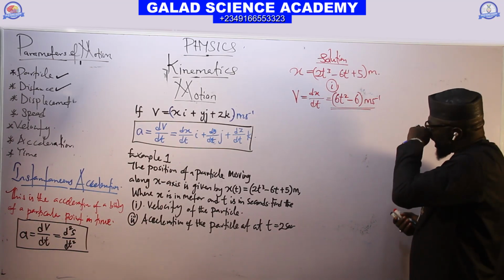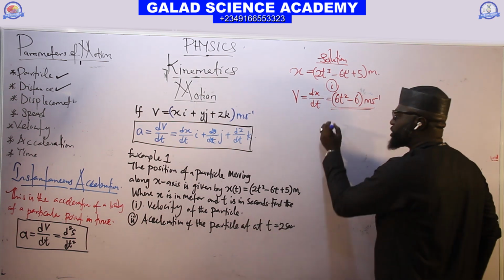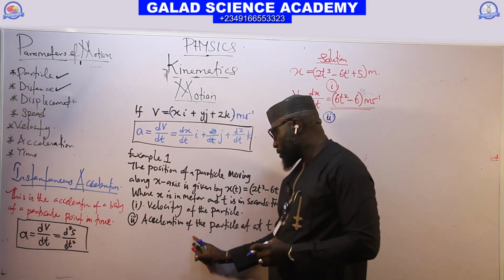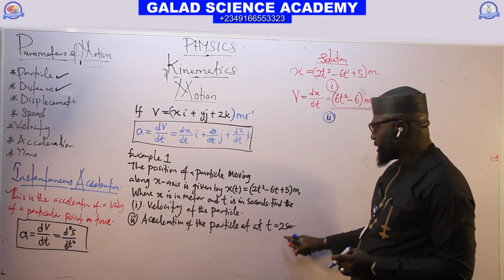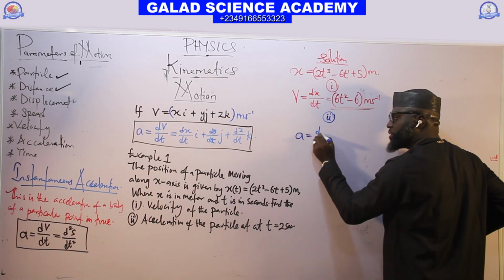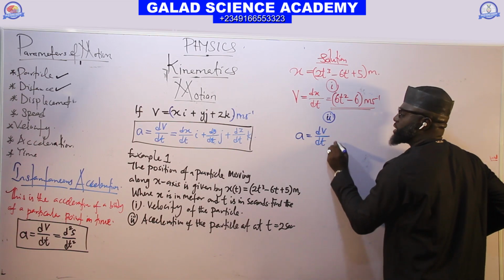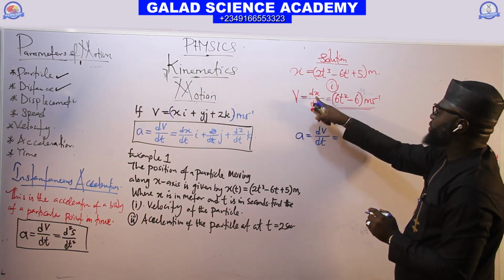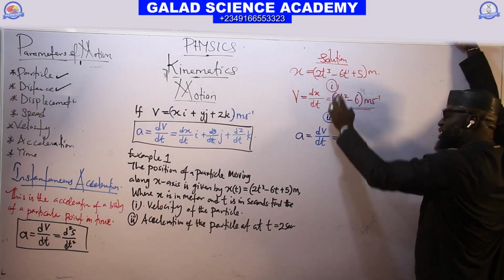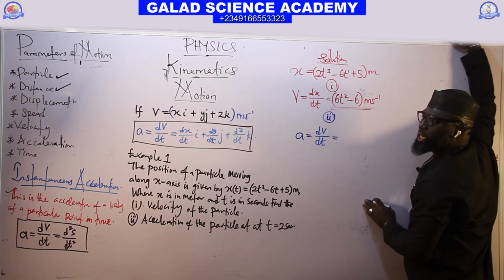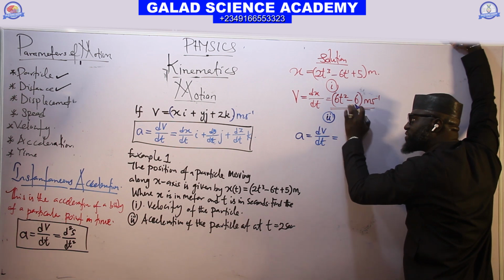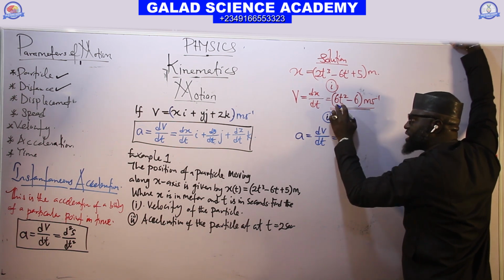So the second one, we are asked to find the acceleration of the particle at a certain time. We know that acceleration a is dv/dt. So what is the v given? Our v now is 6t squared minus 6. You will now differentiate v with respect to t.